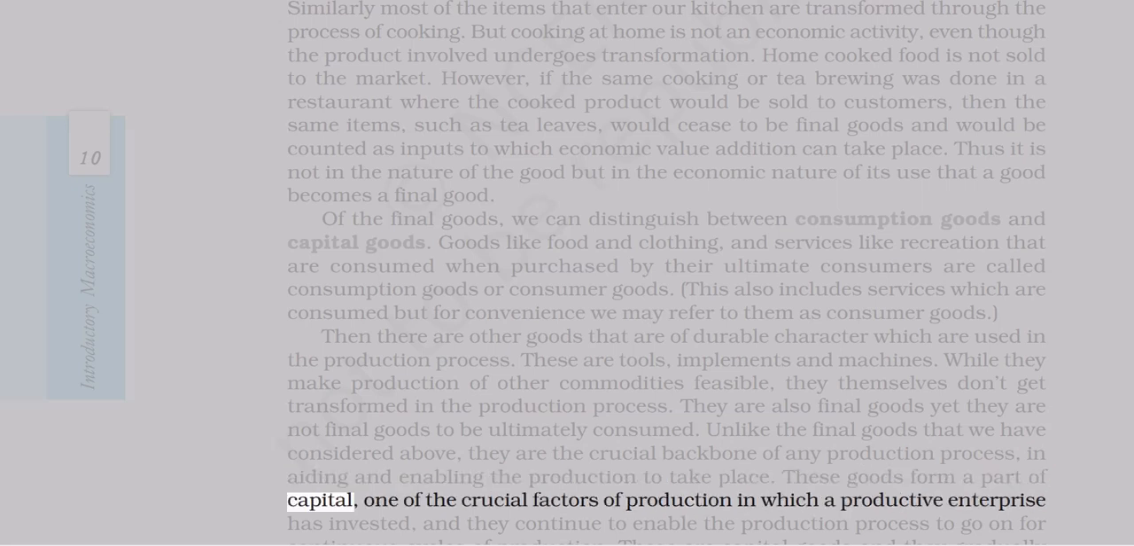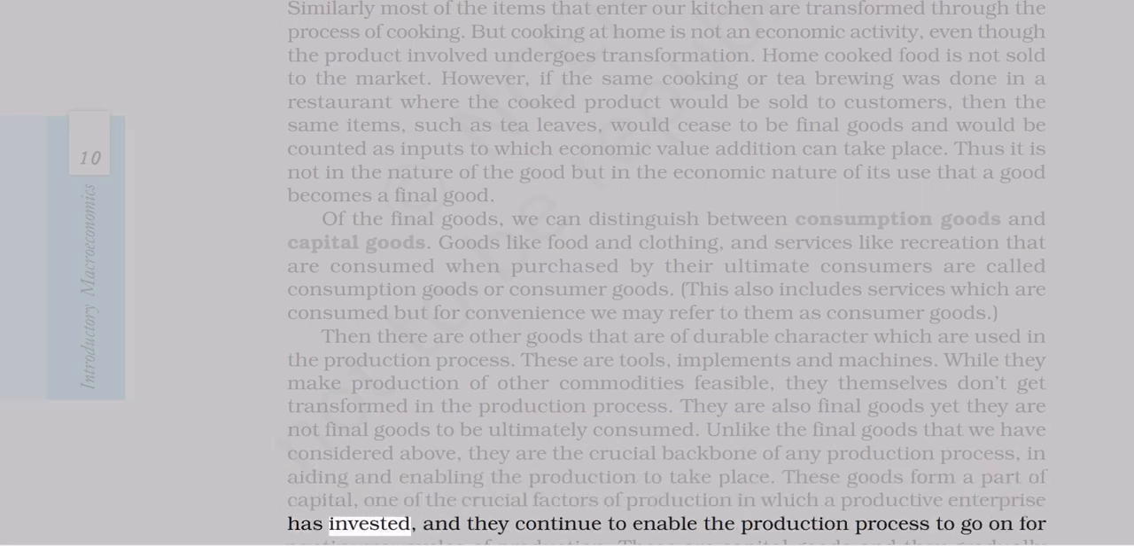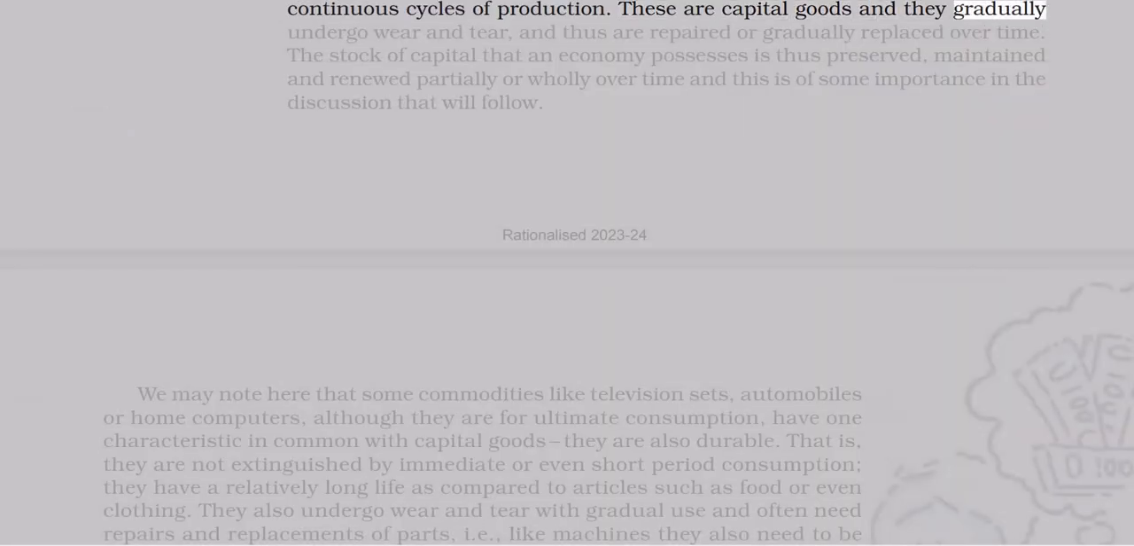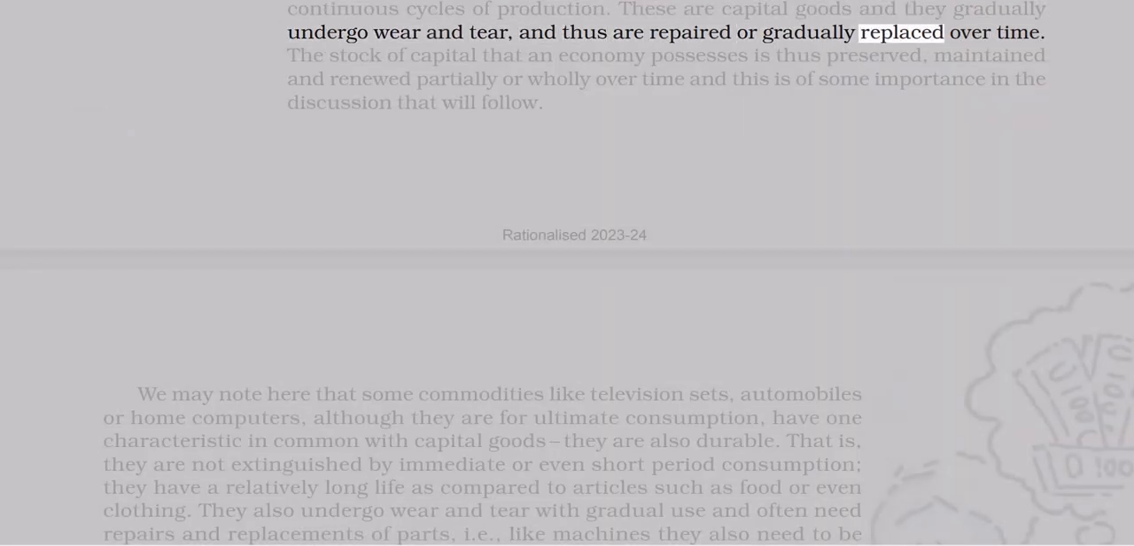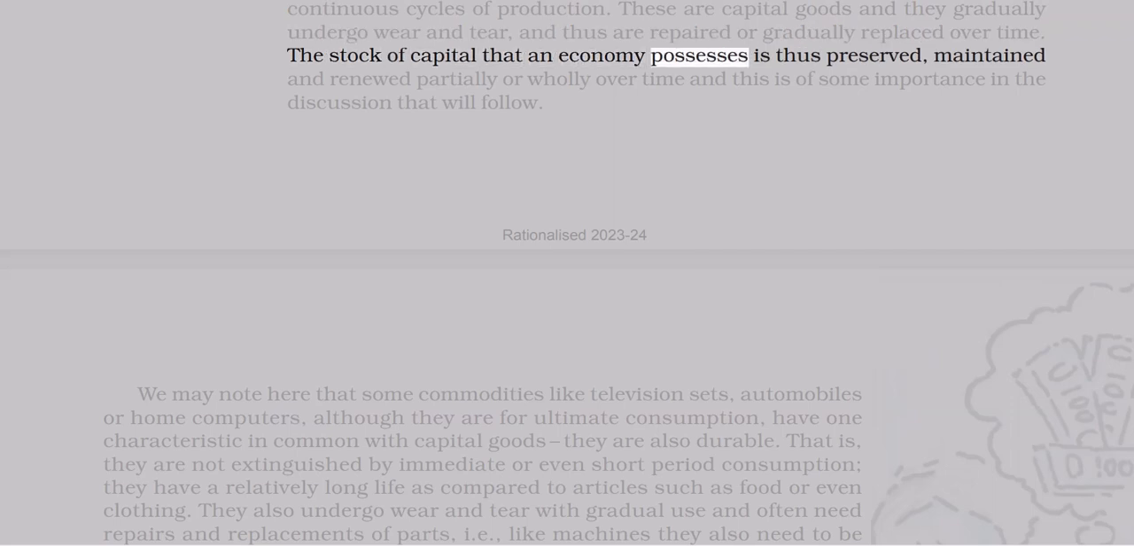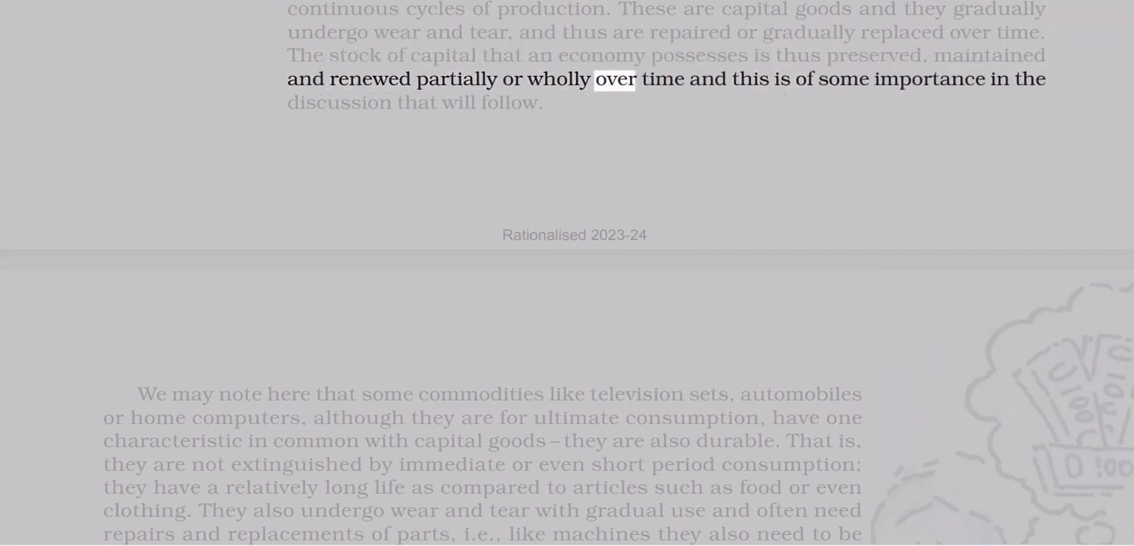These goods form a part of capital, one of the crucial factors of production, in which a productive enterprise has invested, and they continue to enable the production process to go on for continuous cycles of production. These are capital goods, and they gradually undergo wear and tear, and thus are repaired or gradually replaced over time. The stock of capital that an economy possesses is thus preserved, maintained, and renewed partially or wholly over time, and this is of some importance in the discussion that will follow.